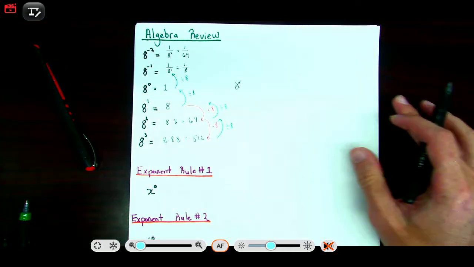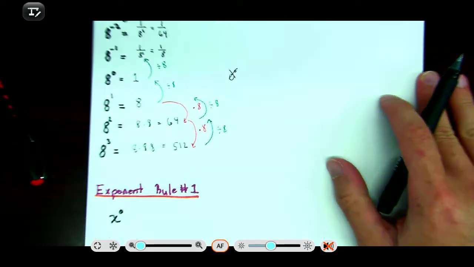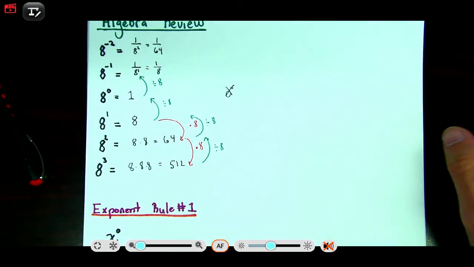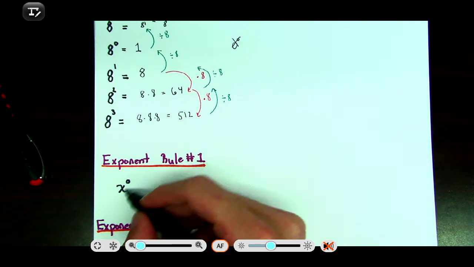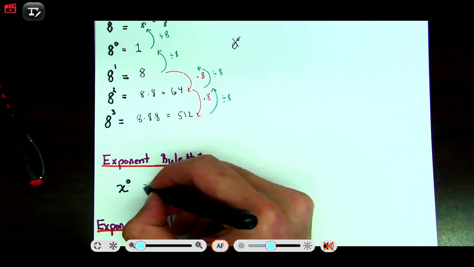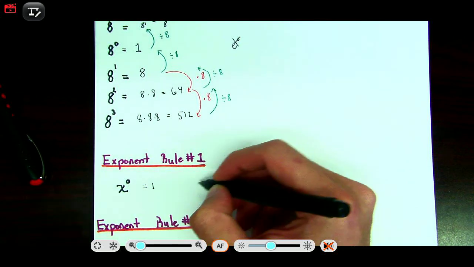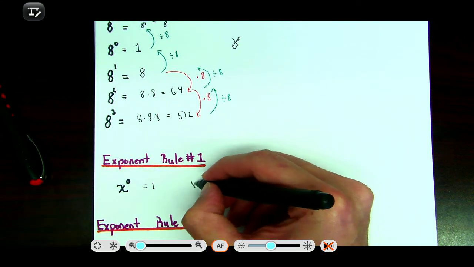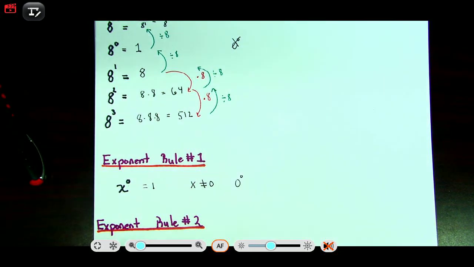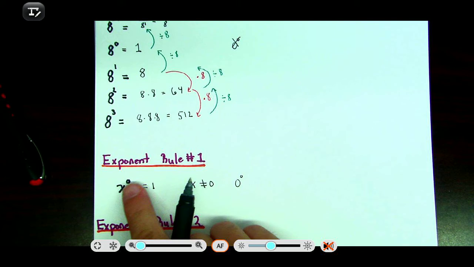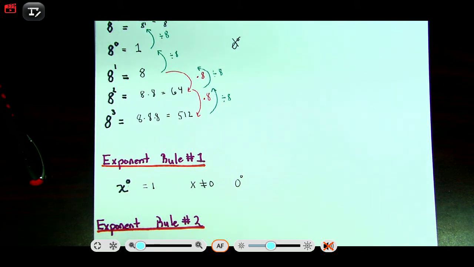Oh, I hope the visual wasn't too bad. But okay, that's the idea. So here, let's have a little exponent rule. Some x to the 0 will equal 1 for all values of x where x does not equal 0. You're not allowed to have 0 to the 0, but any other number raised to the power of 0 will be 1.